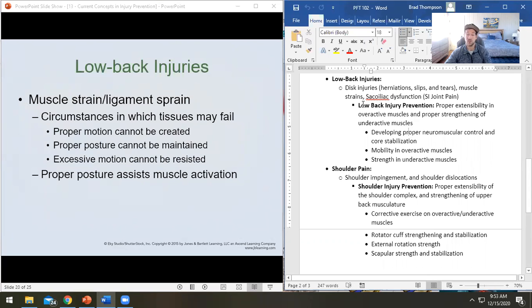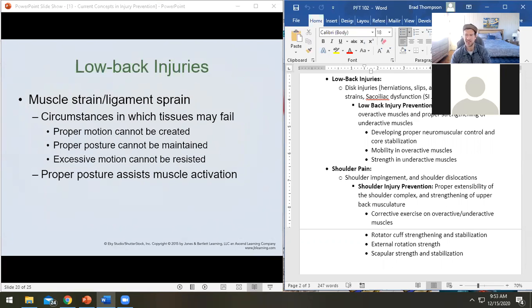We're also going to see muscle strains, like maybe just straining a muscle, which can cause a back spasm. I think that's what Lamar Jackson was dealing with last night.